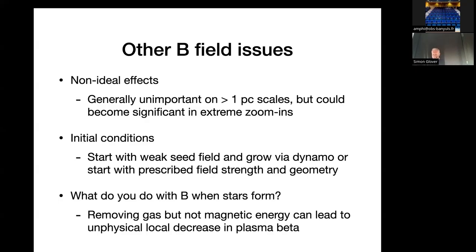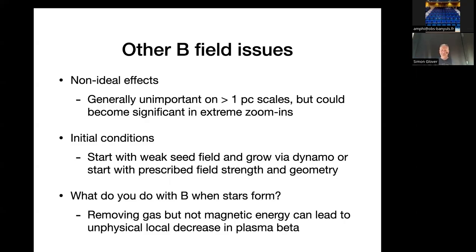A more pressing issue for galactic scale simulations is what initial condition do you start with? Do you start with a very weak magnetic seed field and let the dynamo amplify it and produce a kind of self-consistently grown field, which presumably gives you a better match to what's actually going on in the galaxy at the cost of needing to run your simulation for a lot longer? Or do you actually start with some prescribed field strength and geometry, in which case you need to figure out what those are? And you may well find that the choices you make there influence what your simulation later on does. And then finally, there's the issue of what do you do with B when you form stars?